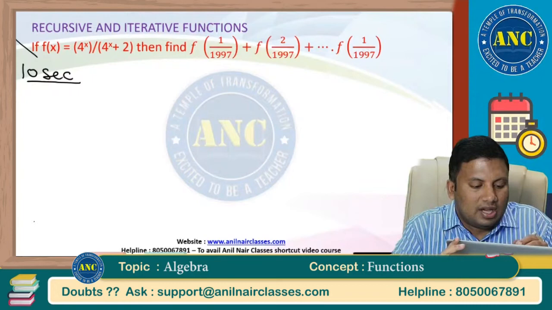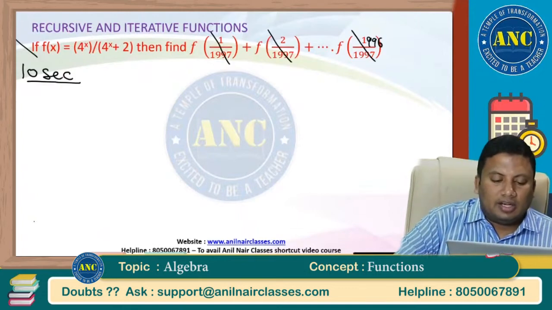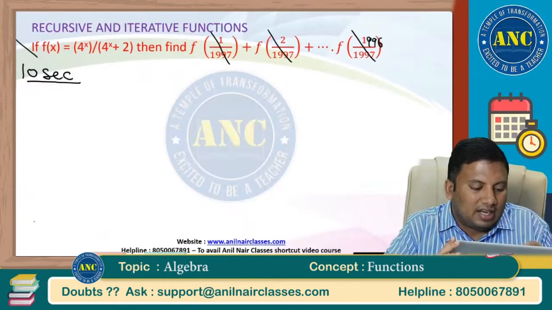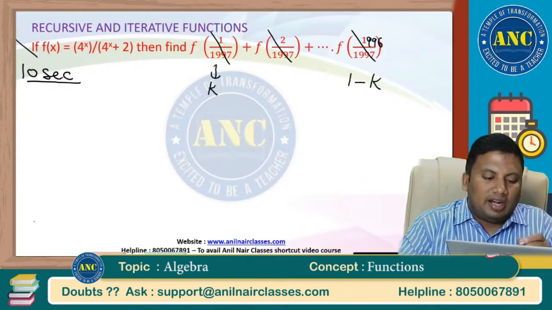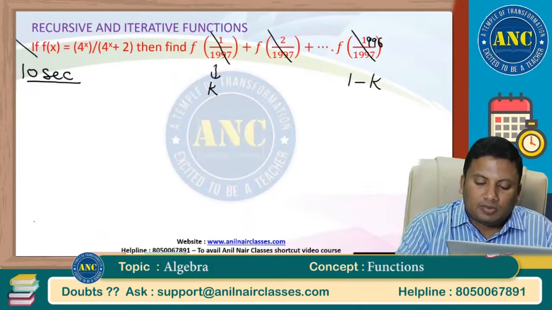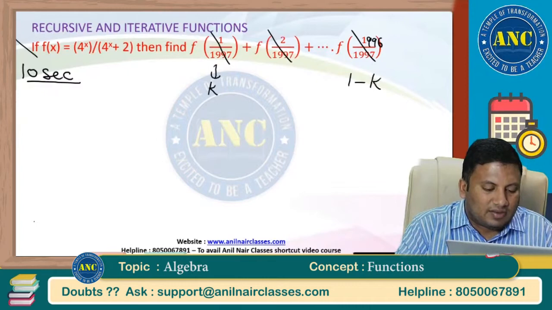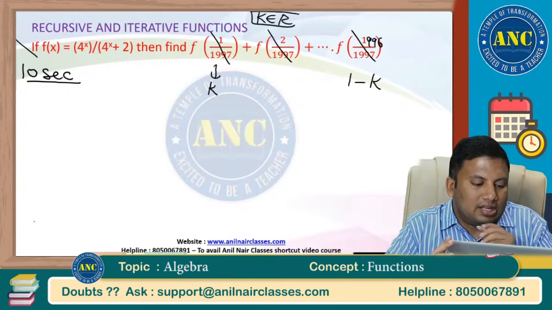What you do is, these values are nothing but 1996. That means if I take these as k, these are nothing but 1 minus k. Yes or no? Right? This could be 1 by 1997. This will be 1 minus 1996 by 1997. So I told you that k is a real number.